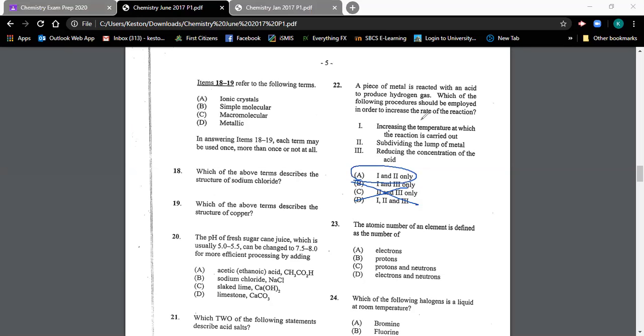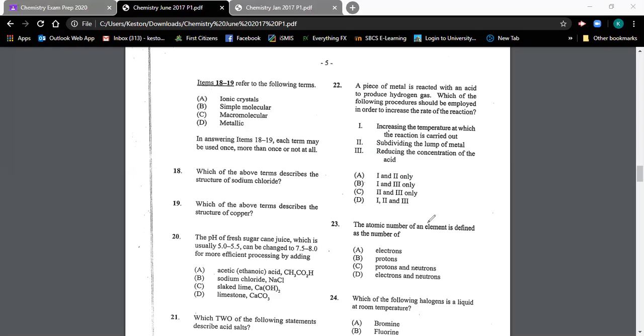Because we know if we increase temperature, that increases the rate of reaction. Have you ever had to make juice and for some weird reason you end up with cold water and you have to add sugar to that and try to dissolve the sugar? The sugar will dissolve faster the warmer the water is. So increasing the temperature actually speeds up the rate of reaction. It supplies more energy, so it lowers the activation energy for things to happen. Subdividing the lump of metal, well, we know that increases surface area, so things are able to react faster. Increasing the concentration would help, not reducing, so this is wrong. So 1 and 2 only, A.